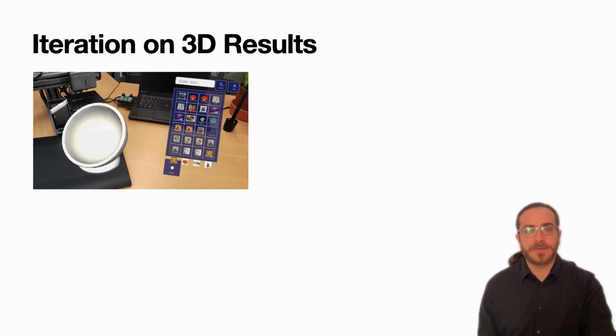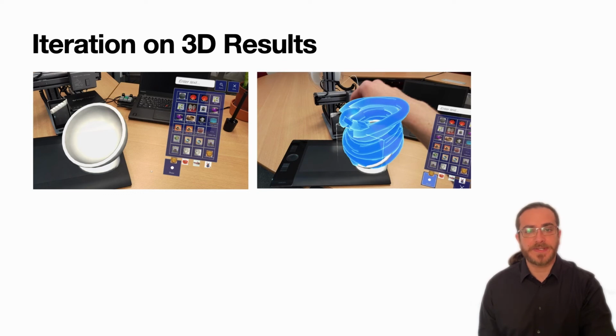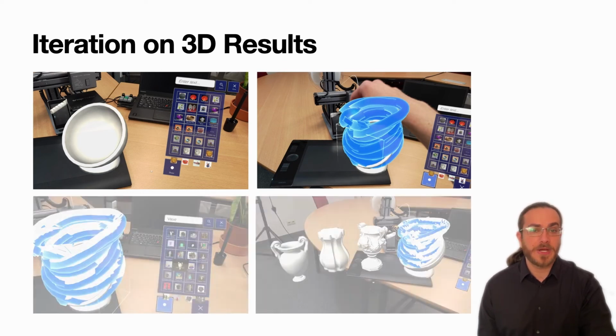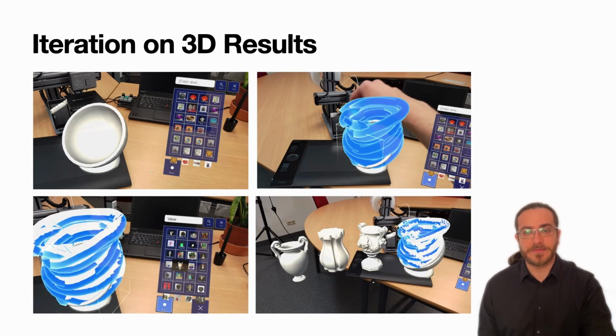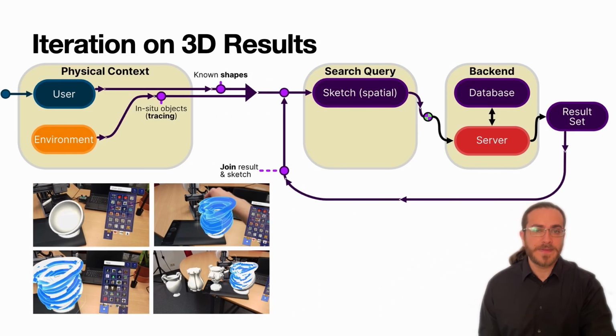We can also iterate on queries, refining them with the results we get along the way. Say we have found this bowl, but want to have something more elongated. We sketch onto this result and submit this as a new query. We may then receive results that have comparable proportions. This addresses the iteration part of spatial queries.